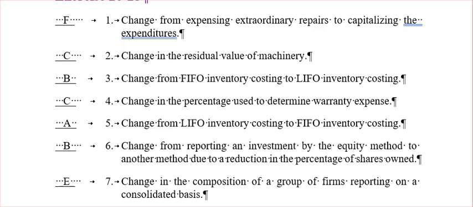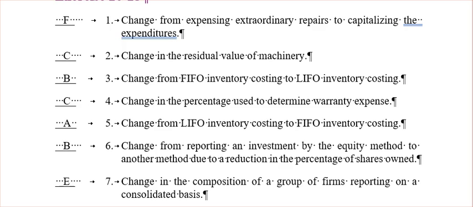These are changes in percentages. We don't have a crystal ball. It is not an error. It is a change in estimate. We go forth. Change from LIFO to FIFO. It does not say to LIFO. If it said to LIFO, it would be an exception. Because it's not an exception and both of these are accepted accounting principles, it is a change in principle. Change in principle, go back, restate.